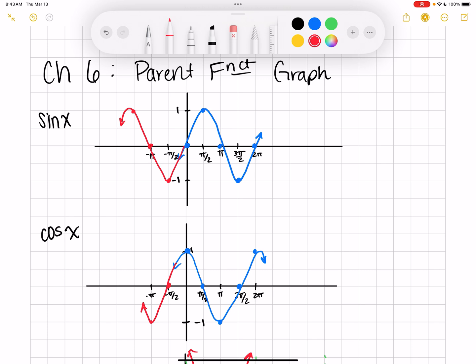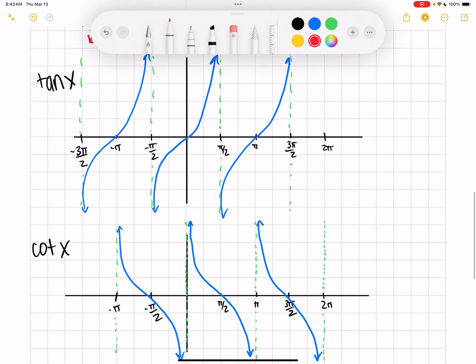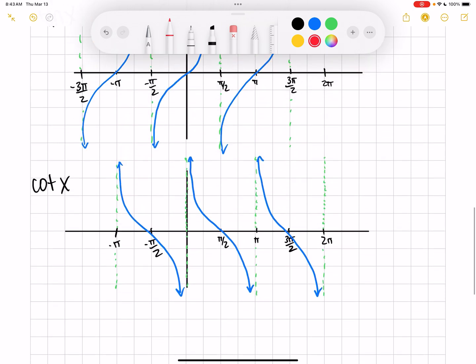Any questions about parent functions? Anything? All right, I'm going to stop this.